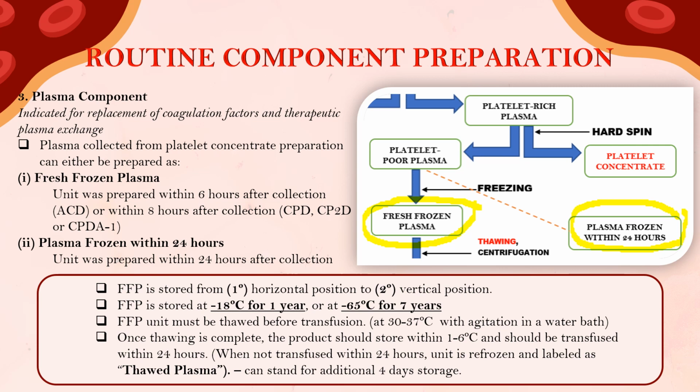So why 24 hours? It is because the frozen unit has been thawed already, which means that it is already an open system. So basically, for an open system, they must be transfused within 24 hours. But in case of FFP, take note that if this unit is not transfused within 24 hours, it can be refrozen and must be labeled as thawed plasma, and that can be transfused for at most another 4 days, 4 days shelf life extension. So take note of all this information.